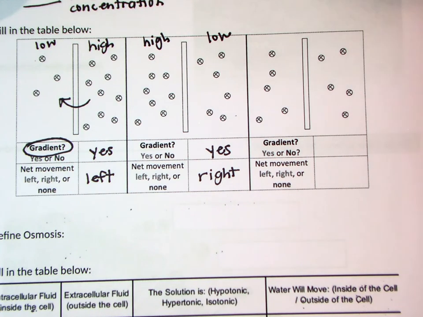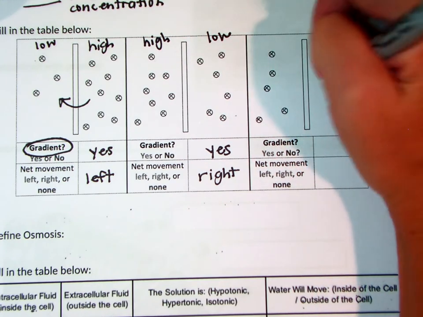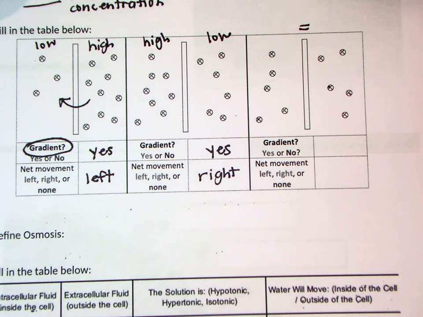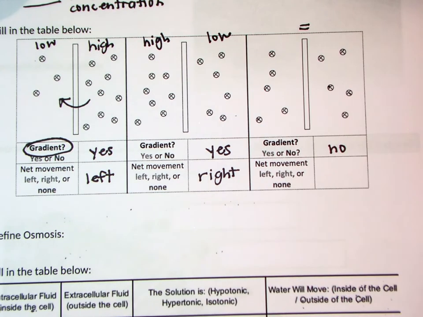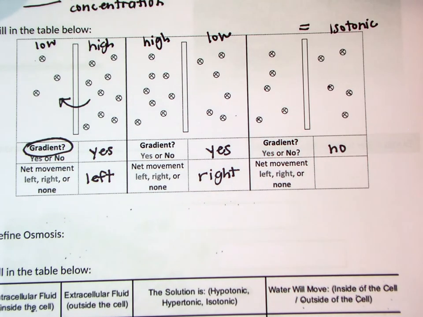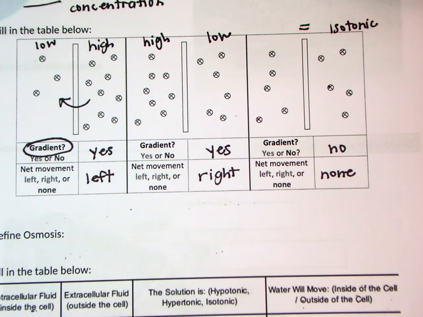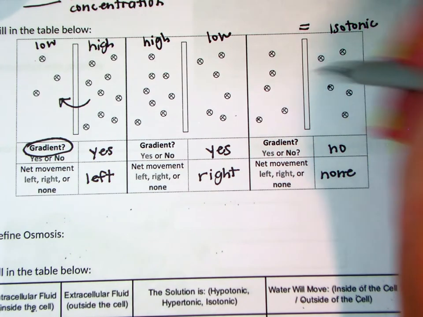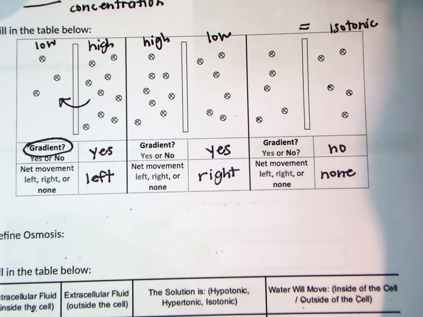Right here, it's kind of hard to see, but we can go ahead and count. We've got 1, 2, 3, 4, 5 solutes and 1, 2, 3, 4, 5 solutes. So it's equal between both sides. So is there a gradient? No. Their solute concentration is the same. It's isotonic. And so will there be any net movement? No. So we'll say none. But keep in mind that particles are constantly in motion, and so there might be some movement of those solutes across the membrane, but it's going to, in general, stay in equilibrium and have equal amounts of solutes on each side.